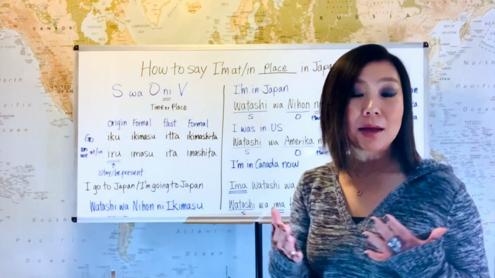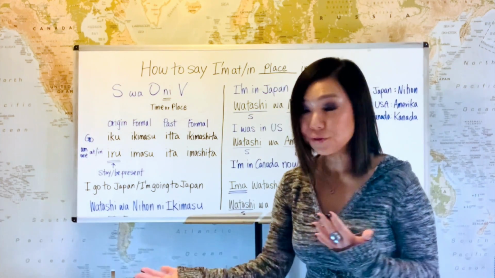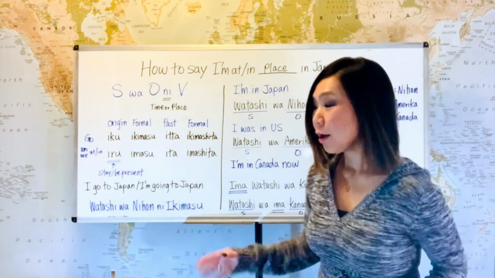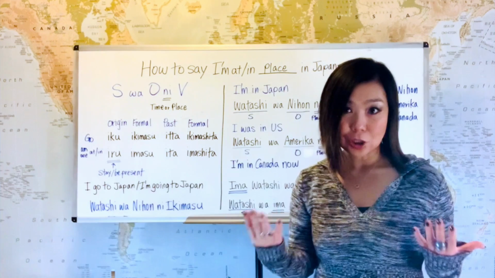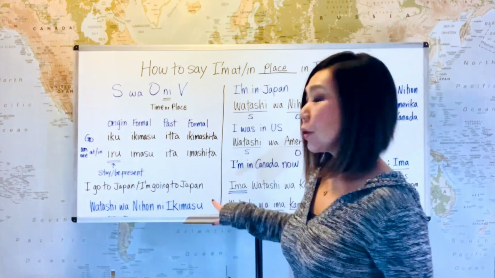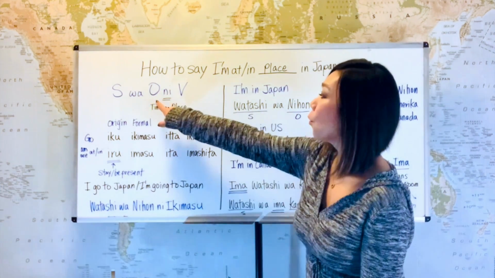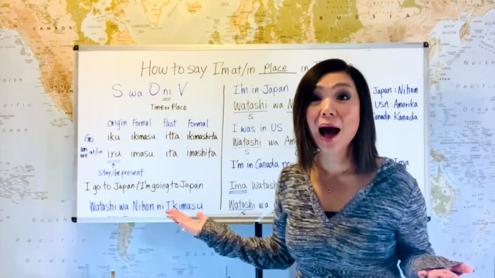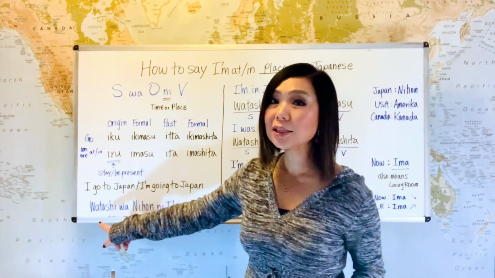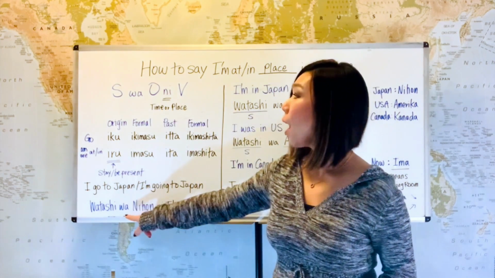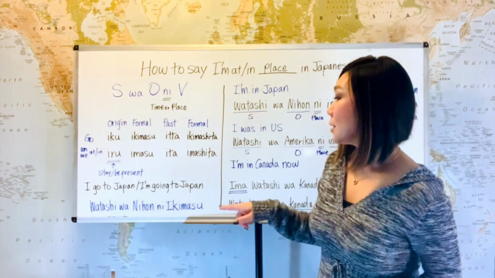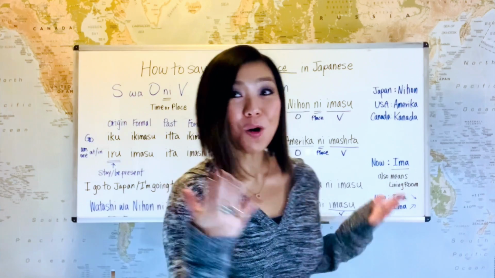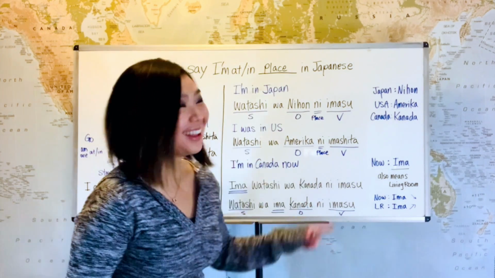So let's do the review from the last lesson first. And I go to Japan, or I'm going to Japan. It's the same way in Japanese, okay? So let's put in a formula first. So S wa O ni V. S is subject, subject is I, right? I is watashi. And then the bridge word is wa. And then O is in this case the place, right? And that's Japan. Do you know how to say Japan? I hope you do by now.